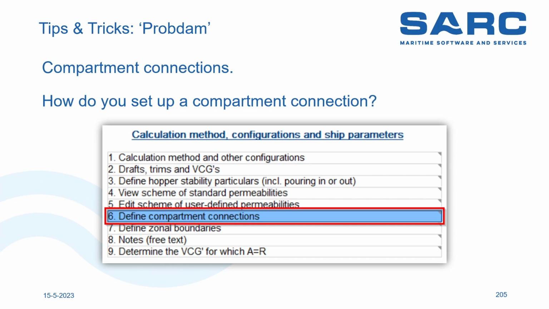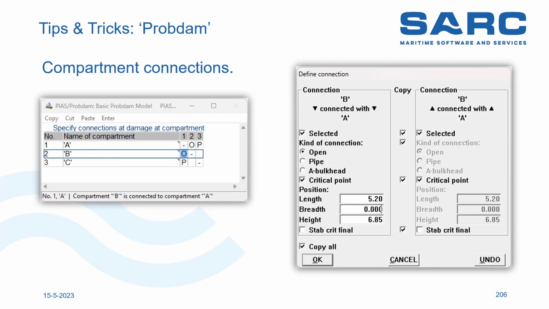How do we set up compartment connection? I've made a model with only three compartments. In this example, I connect compartment B with A. A is number one, so it's in the row of column one. And if I press spacebar, I will get this menu.